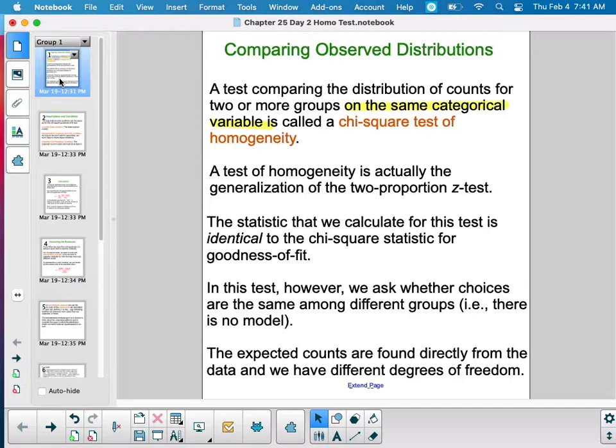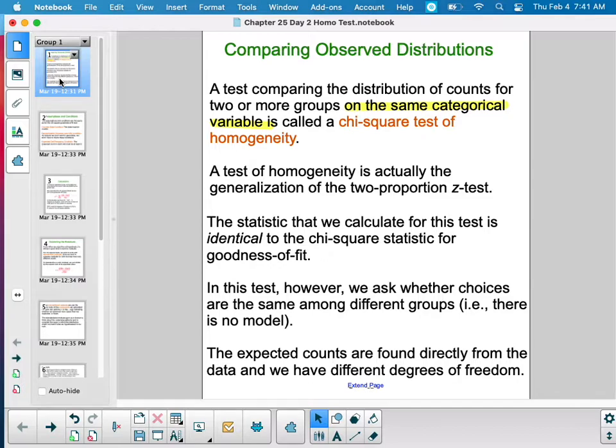So it's actually a generalization of a two-proportion z-test. And the test statistic is identical to the chi-squared statistic for goodness of fit. So we're still going to do observed minus expected squared divided by expected. So the same calculation. It's just that now instead of calculating that for just a column of information, we are going to have several cells in a two-way table.